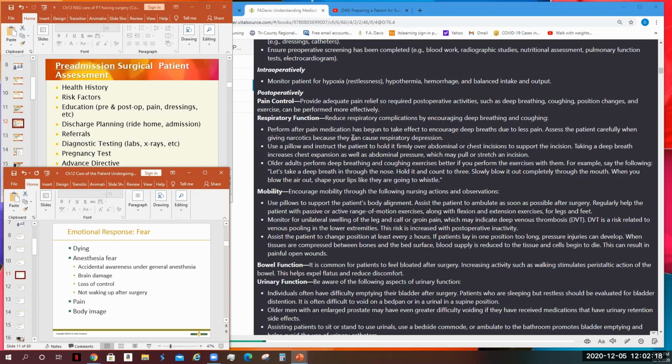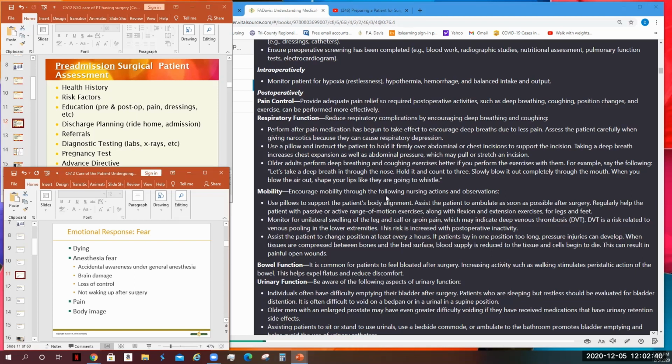For example, say the following. Let's take a deep breath in through the nose, hold it, and count to 3, slowly blowing it out completely through the mouth. When you blow the air out, shape your lips like they are going to whistle.